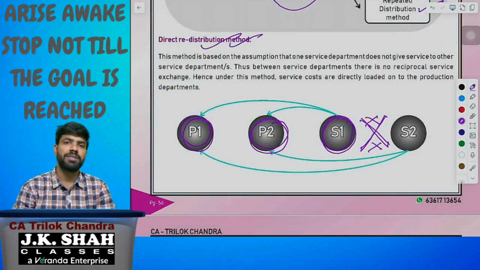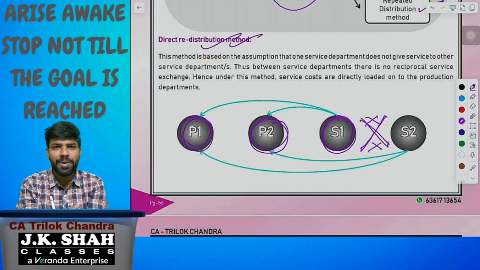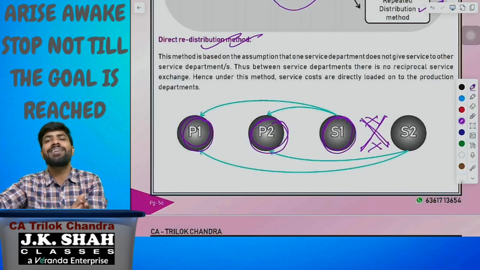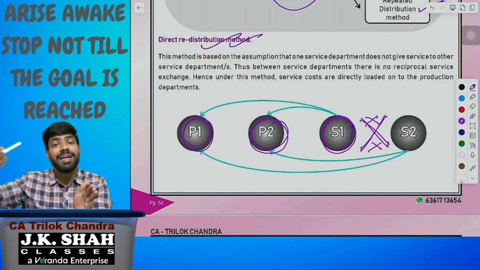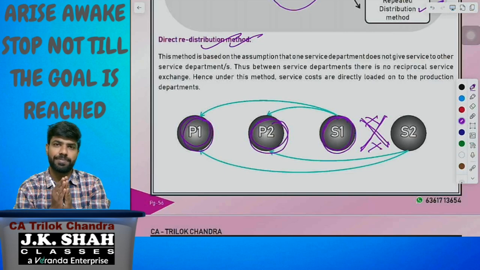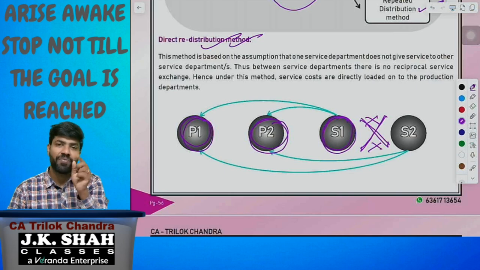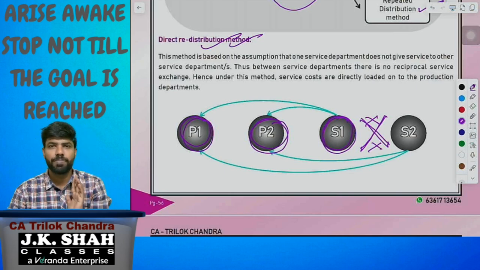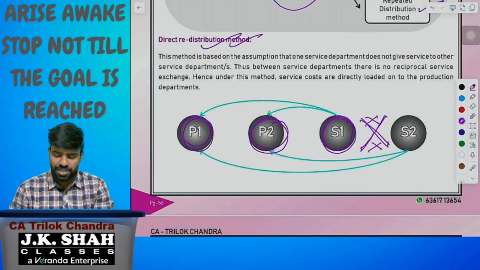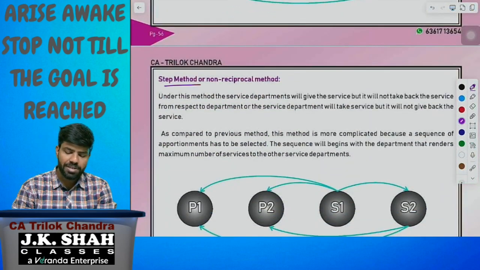Clear? Next, step ladder method. In the step ladder method, one service department will provide service to another service department, but it will not take back the service, or it will take the service but it will not give back the service. One way service, either give the service or take the service, but both cannot be possible. That is called the step ladder method or step down method or non-reciprocal method.